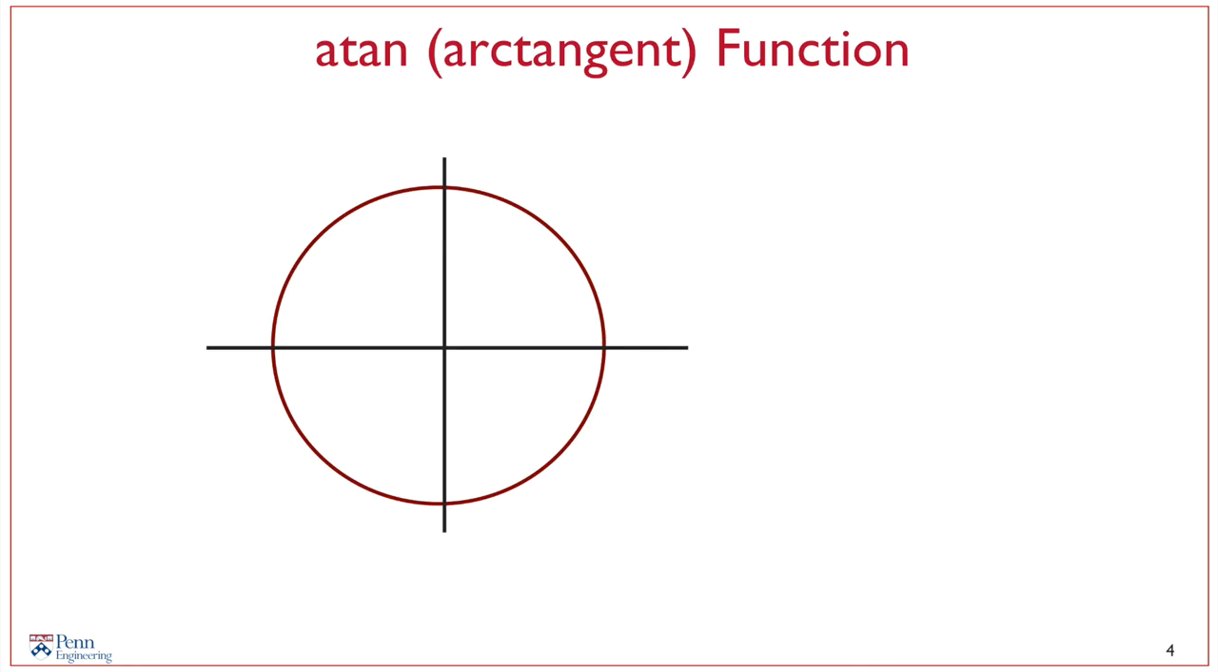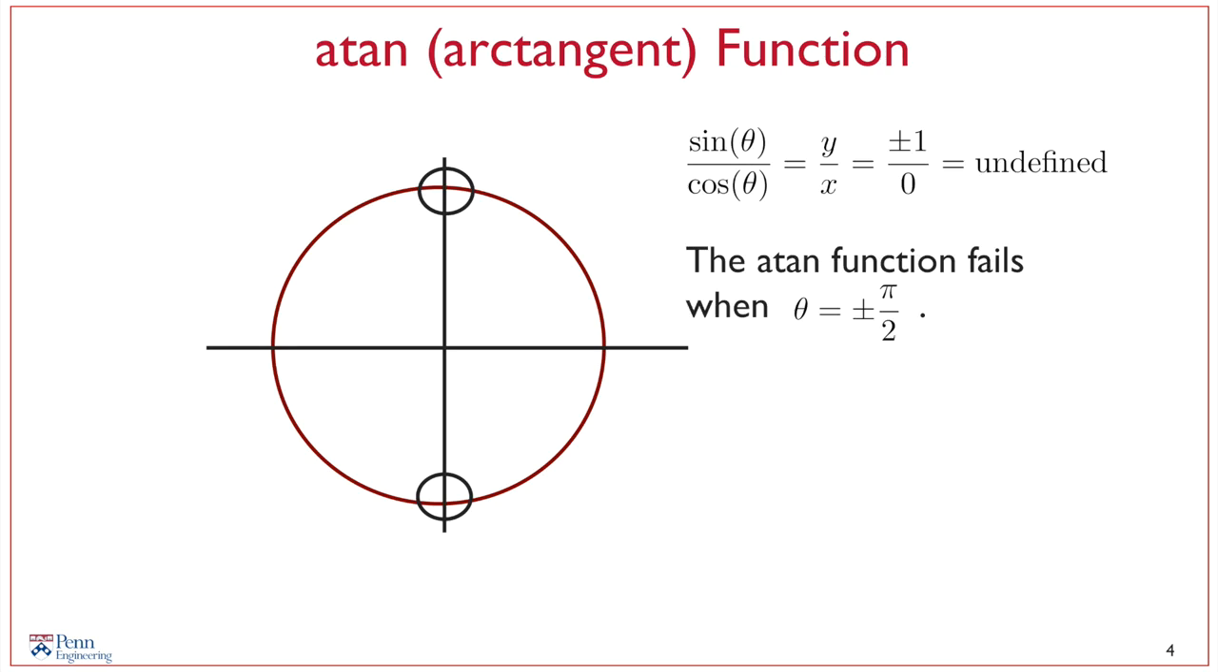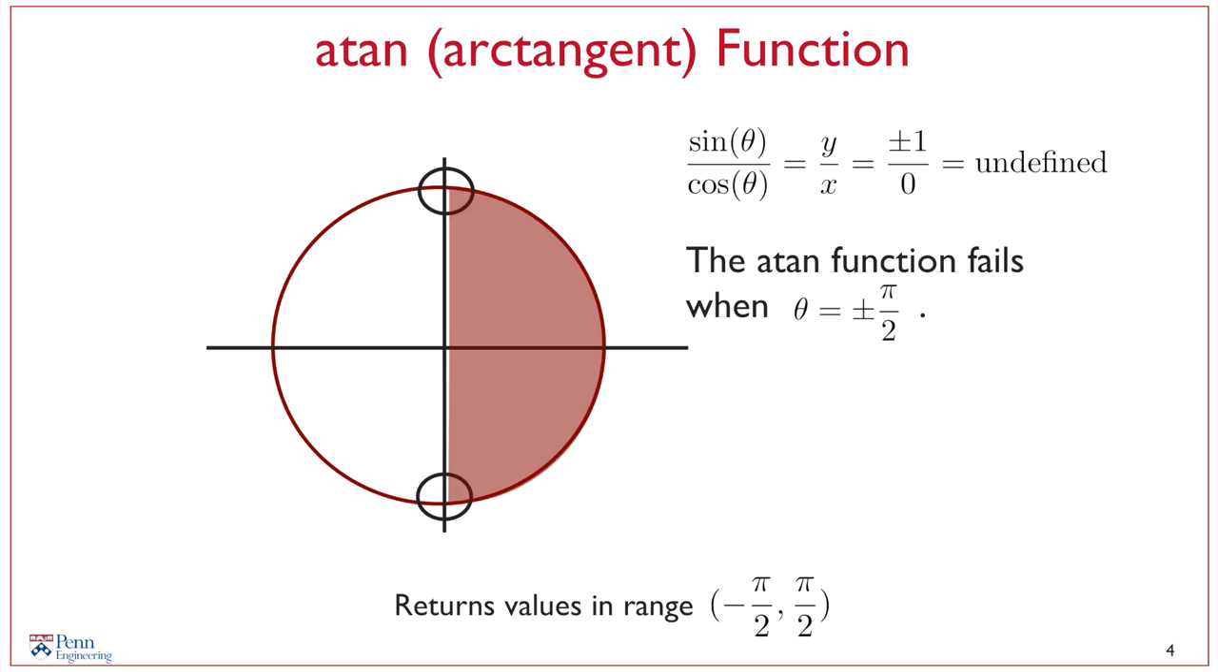A second problem with the atan function occurs at the angles negative pi over 2 and pi over 2. The cosine of these angles is 0, and as a result, the ratio of sine over cosine is undefined. Thus, the atan function fails at these points. To avoid these problems, the atan function can only return angles in the range negative pi over 2 to pi over 2, non-inclusive.